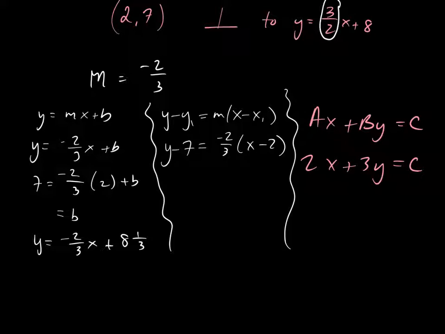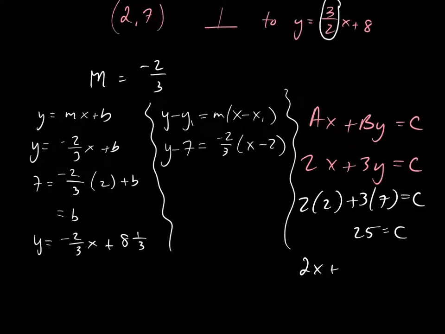The first and the third method. The second one is the only one where you plug in the slope and the point kind of at the same time and you don't have to do any more. The others you have to solve for the unknown every time. So 2 times 2 plus 3 times 7 equals c. 3 times 7 is 21. 21 plus 4 is 25.